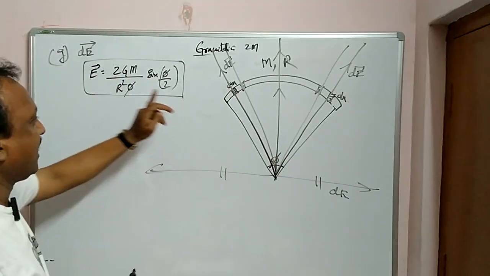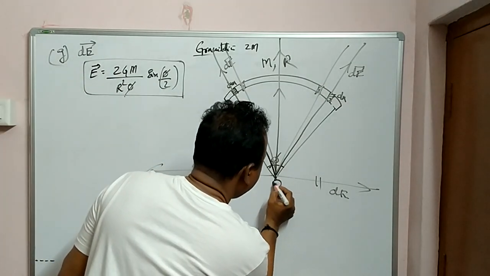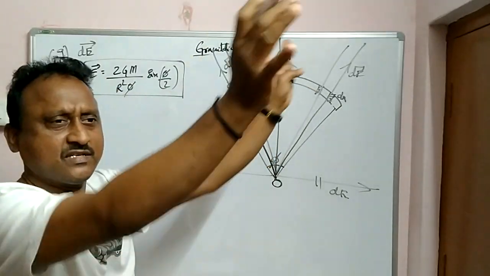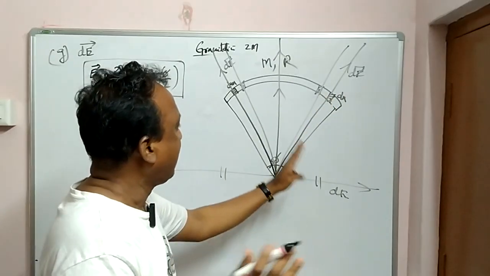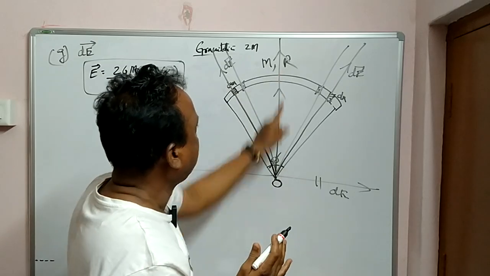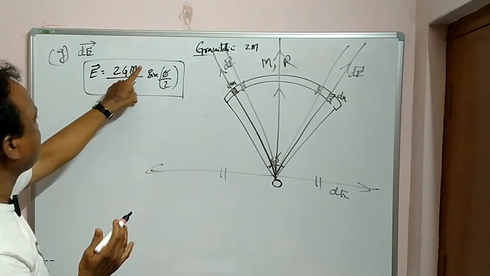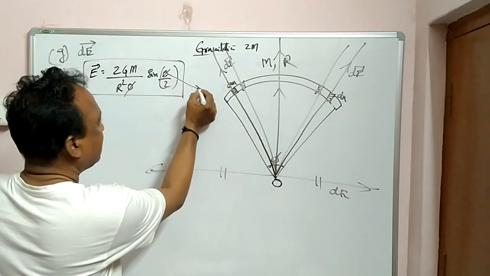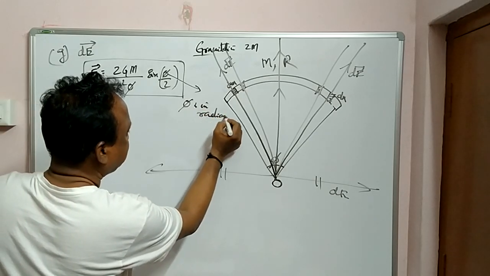So the gravitational field intensity with reference to point O, at O, because the field will be towards the mass. But these two components will be cancelling each other and the vertical components will be adding each other. So the net gravitational field will be in this direction. And E bar is equal to 2GM by r square phi sin phi by 2. Please make a note, this phi is in radians.